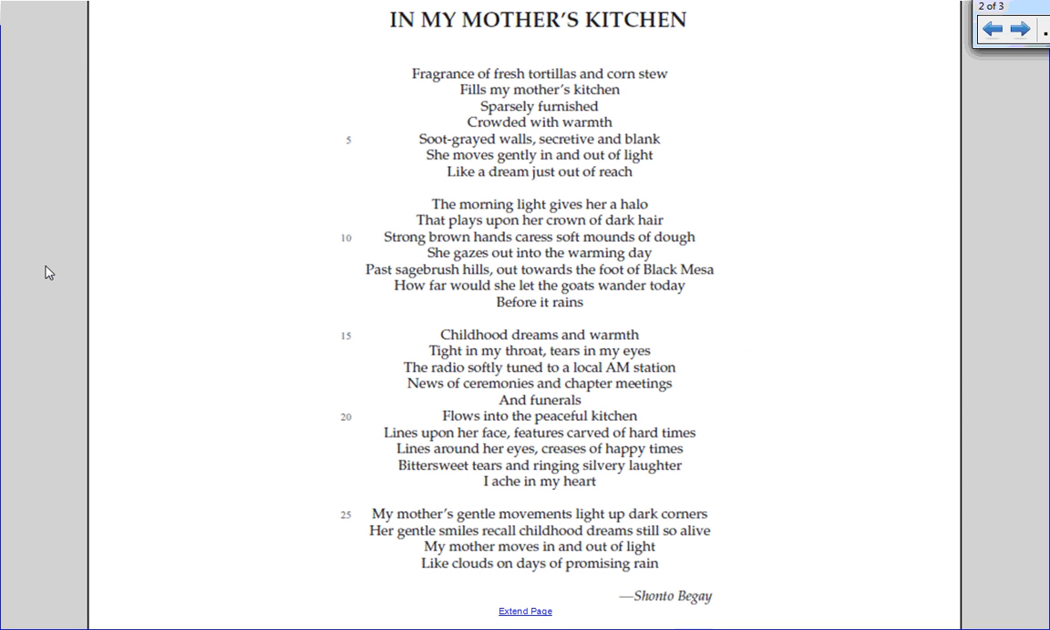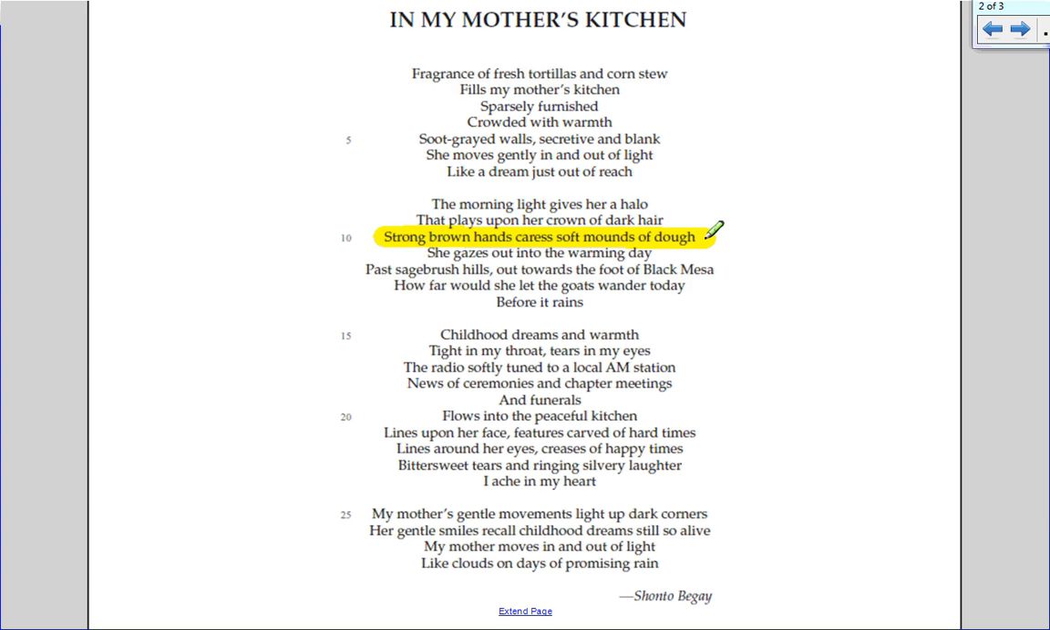The great thing about poetry is that a lot of times the verses are numbered, and in this case are numbered in increments of 5. So we actually have the 10th line already noted out for us. So the 10th verse is, strong brown hands caress soft mounds of dough.